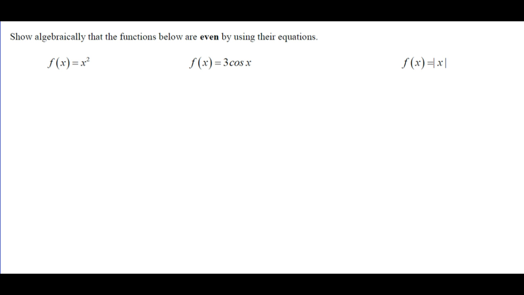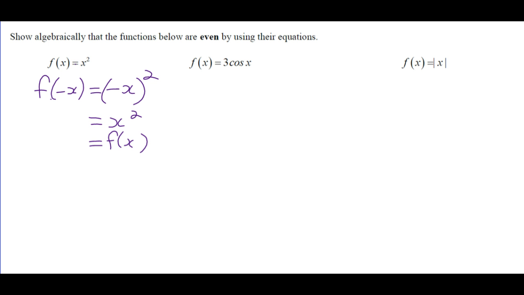Show algebraically that the functions below are even by using their equations. So I want to do f of -x, right? Wherever I see x in the original definition, I can replace it with -x. What happens when you square -x? You get x squared. And x squared is equal to f of x. So f of -x is equal to f of x. That's the other half of the biconditional, right? If f of -x is equal to f of x, it's even.